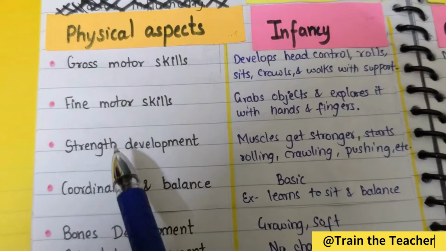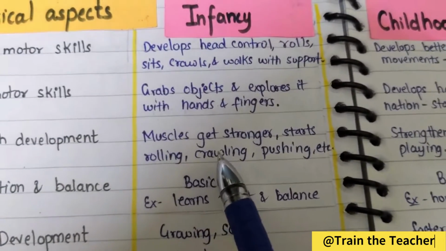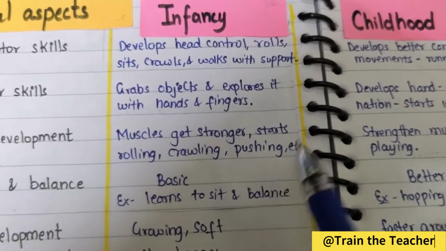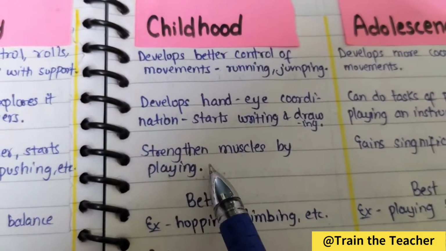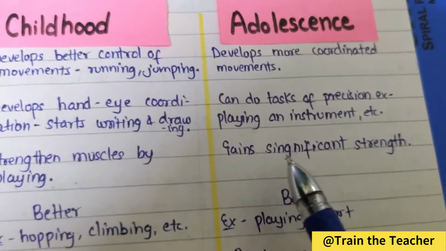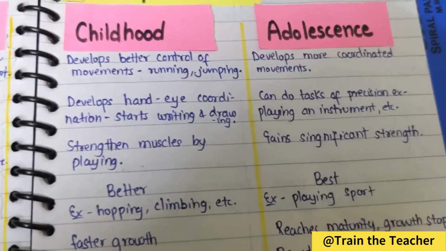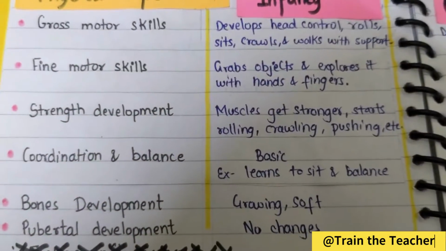The third one is strength development. During infancy, muscles get stronger, they start rolling, crawling, pushing, sitting, etc. During childhood, the muscles strengthen by playing, and during adolescence they gain significant strength and they're able to lift possibly everything that's around. That's of course in the zone.